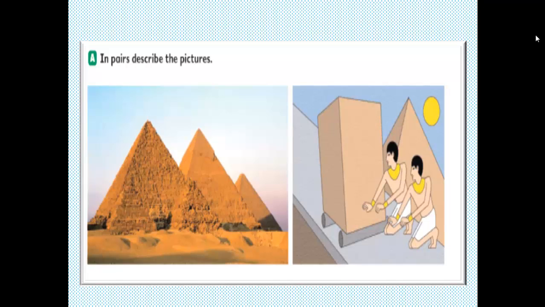In pairs, describe the pictures. So my students, here we can see two pictures. The first one is about the pyramids, the Great Pyramids, and the second one: how were these pyramids made? So you can describe these two pictures.